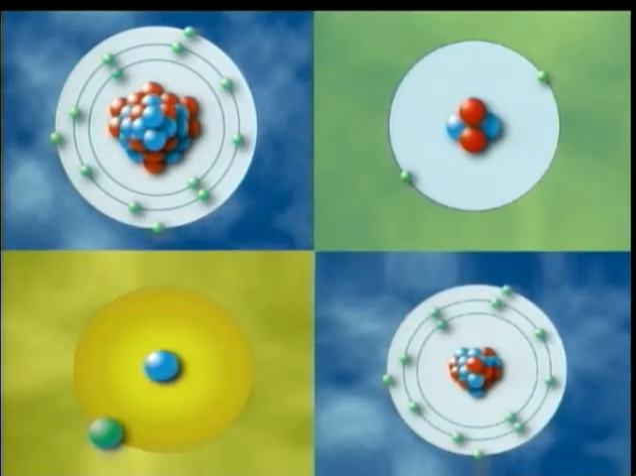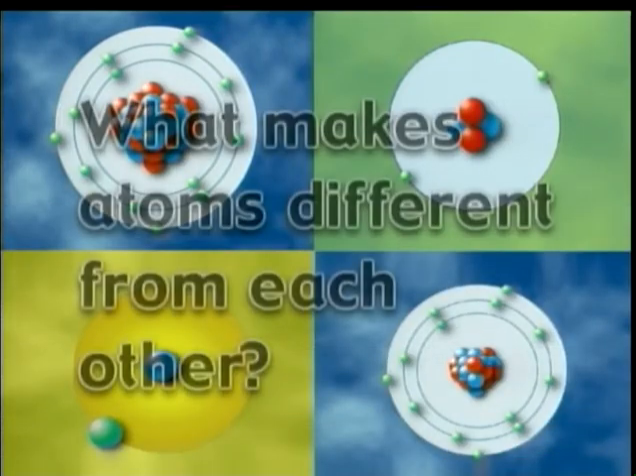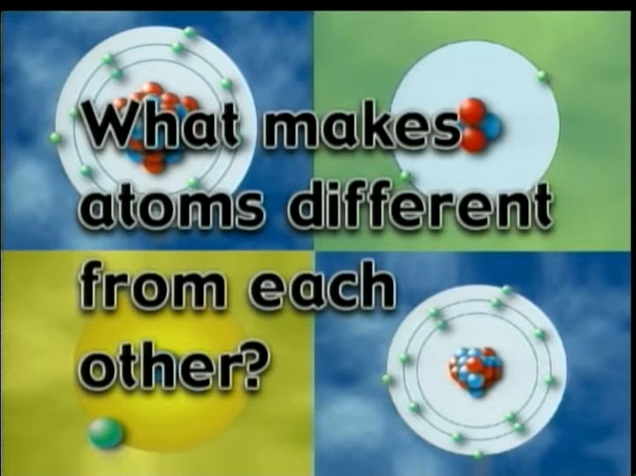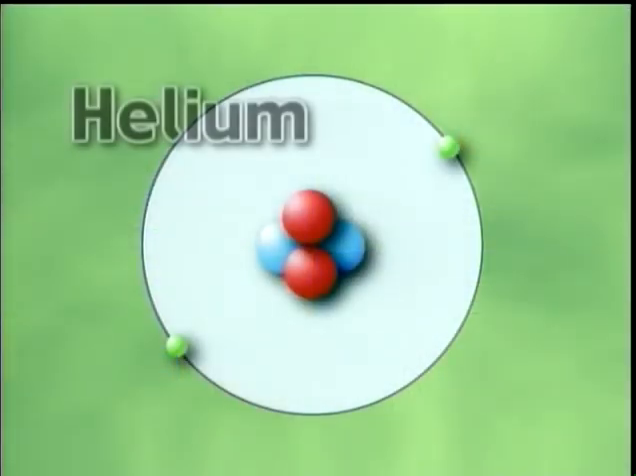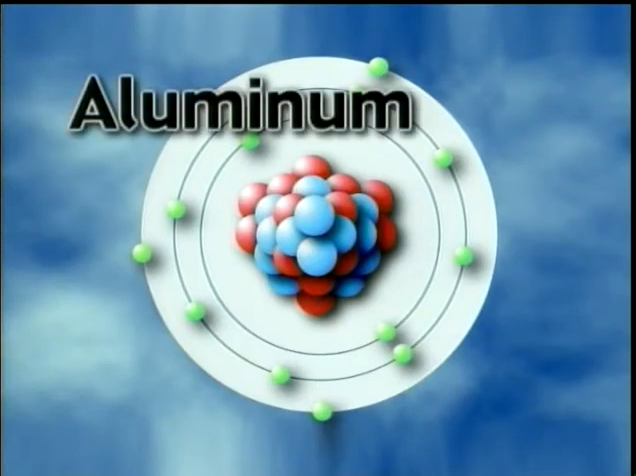What makes atoms different from each other? The answer lies in the number of protons. Different atoms have different numbers of protons. For example, a helium atom has 2 protons, and aluminum atoms have 13 protons.